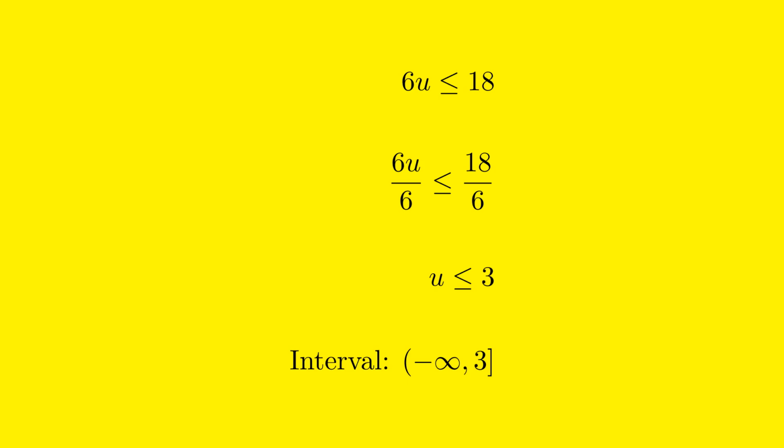To summarize, we divided both sides of the inequality 6u is less than or equal to 18 by 6, which gave us the simplified form u is less than or equal to 3. The interval notation for this solution is negative infinity to 3, with 3 included. By dividing both sides by 6, we isolated u and determined its possible values.